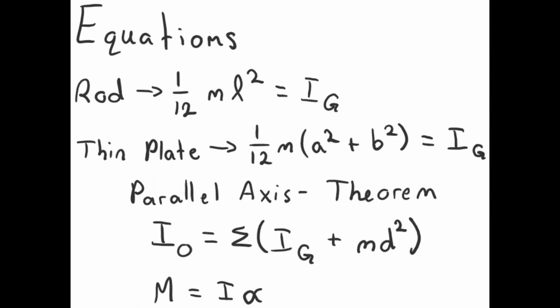Now on to some equations. These are the equations of moment of inertia for the basic shapes that I chose. I chose the rod and a thin plate. And in order to get the moment of inertia about the single point that all of the shapes are rotating around, I had to use the parallel axis theorem, and then the final moment equation is used to get the final moment.